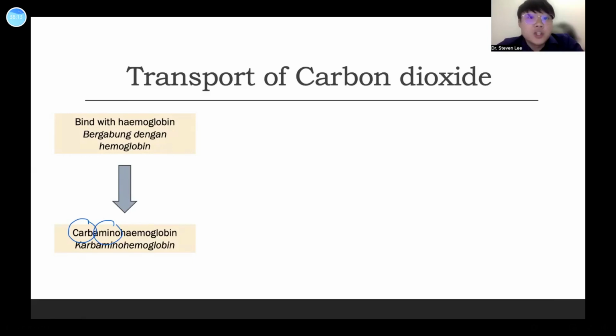Which means your carbon dioxide, are they a competitor for oxygen? Do they bind to the same place? Your CO2? No lah. No, because your oxygen binds to the iron. Your carbon dioxide binds to the protein. They are not competitors. Dia bukan pesaing.